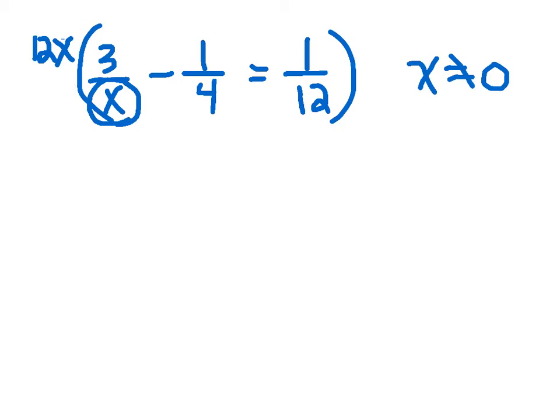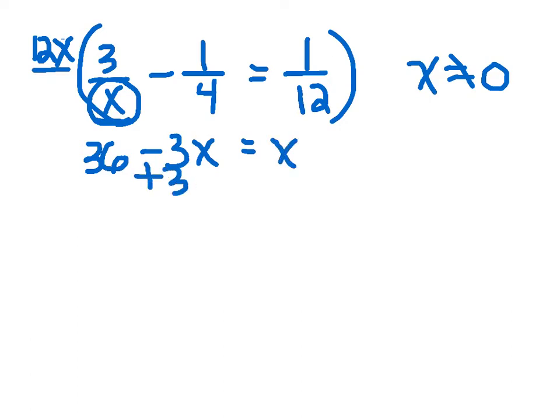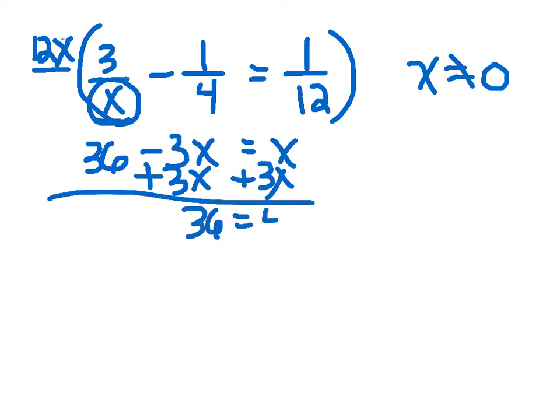As we go across, we can see that 12x divided by x makes the x's cancel out and leaves 3. So 12 times 3 is 36. 12x divided by 4 is 3x times 1 is 3x. 12x divided by 12 is x times 1 is x. I continue to solve. I see that 36 is equal to 4x, and then I divide by 4 and I find out that x is equal to 9.